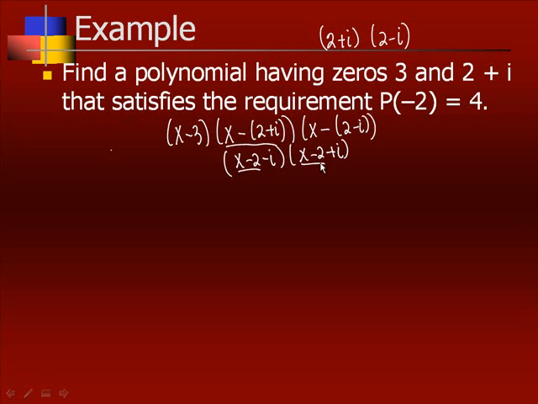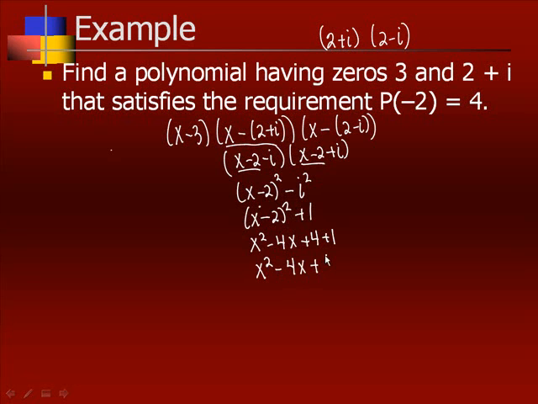So if we group these two together, we would have x minus 2 squared. Outer 2 and inner 2 cancel out, and then we would get minus i squared. Well, minus i squared is the same as plus 1. So we would get x minus 2 squared plus 1, which is x squared minus 4x plus 4 plus 1, which is x squared minus 4x plus 5. Now that's times the x minus 3.